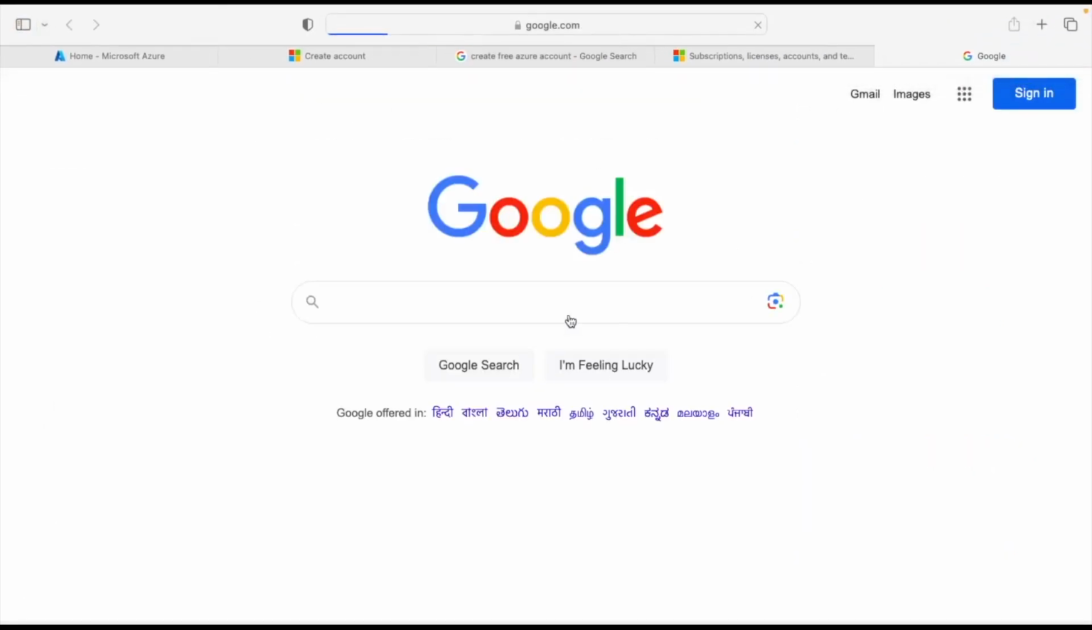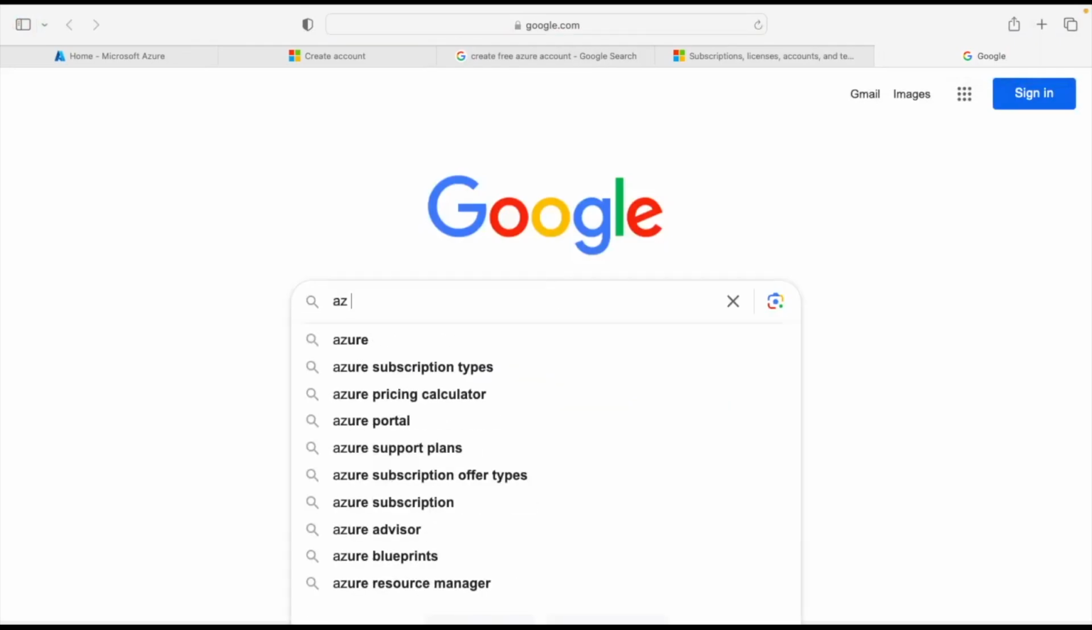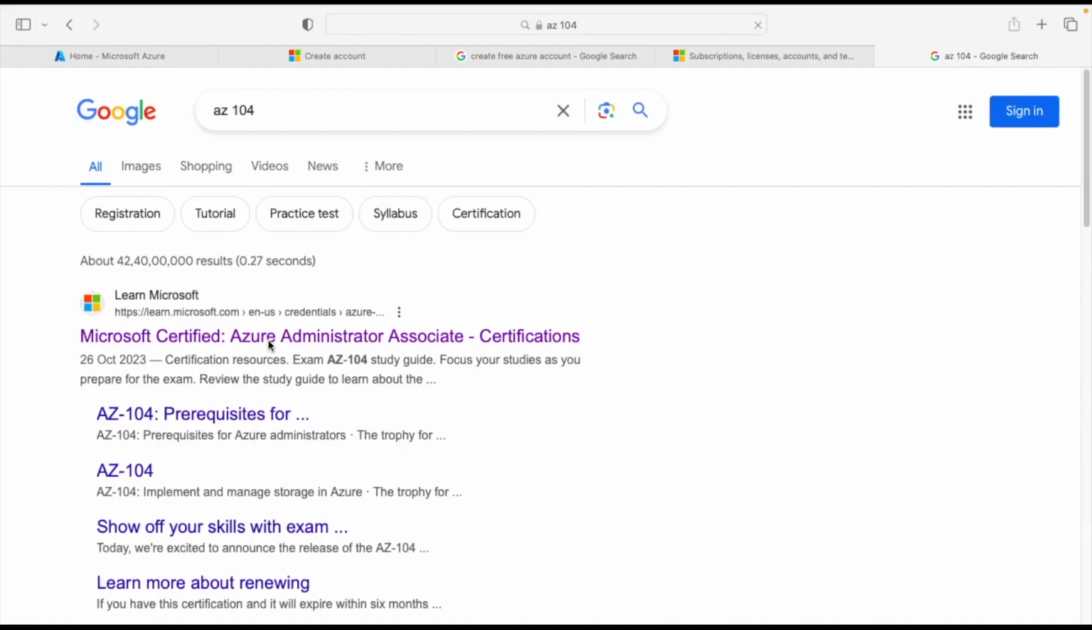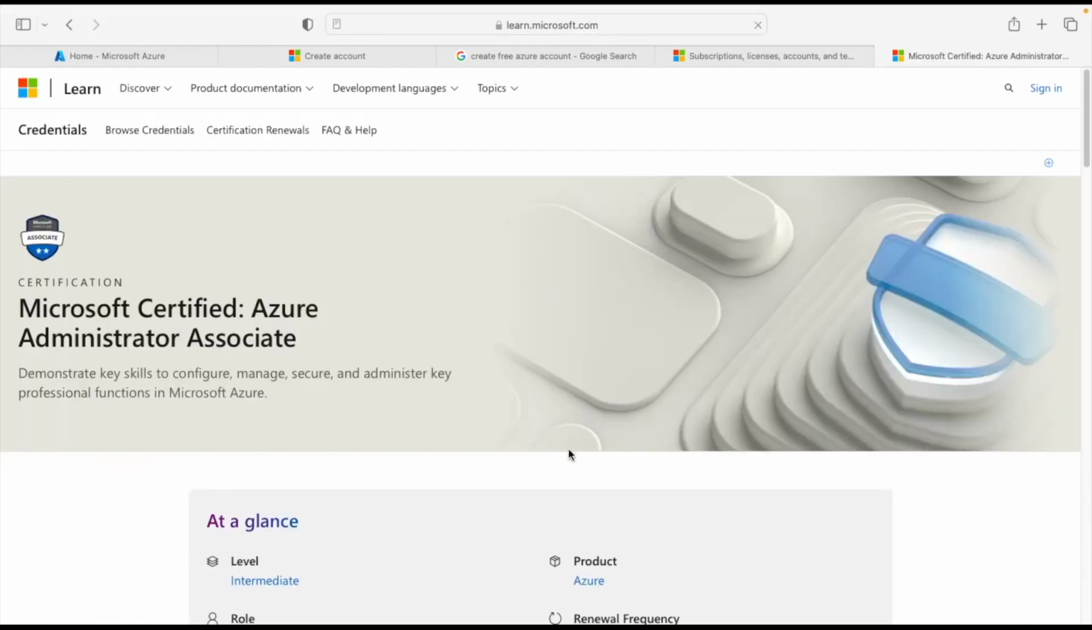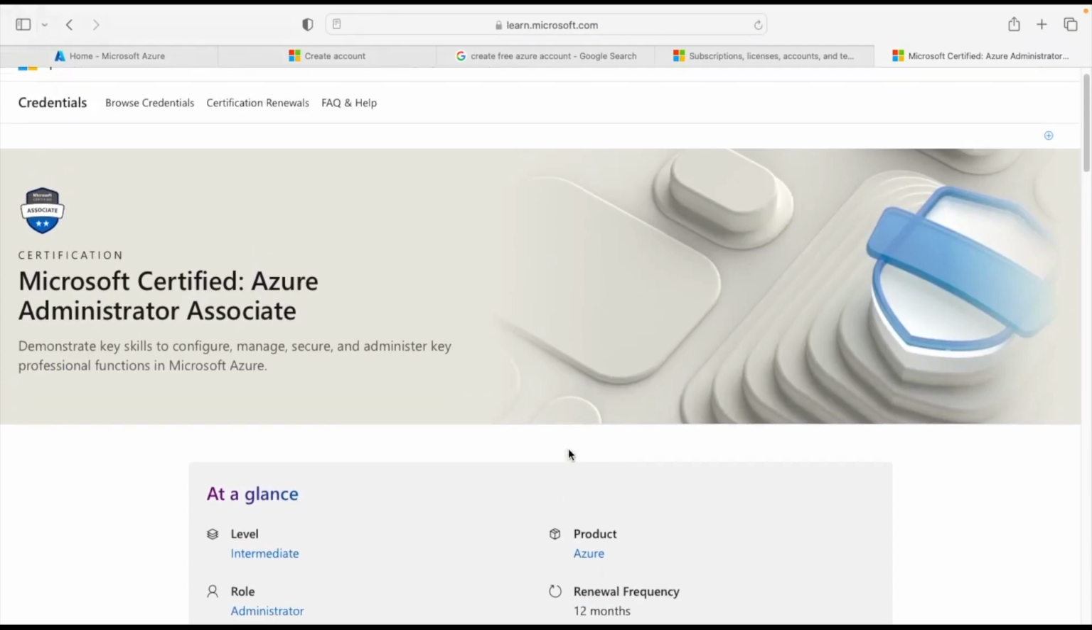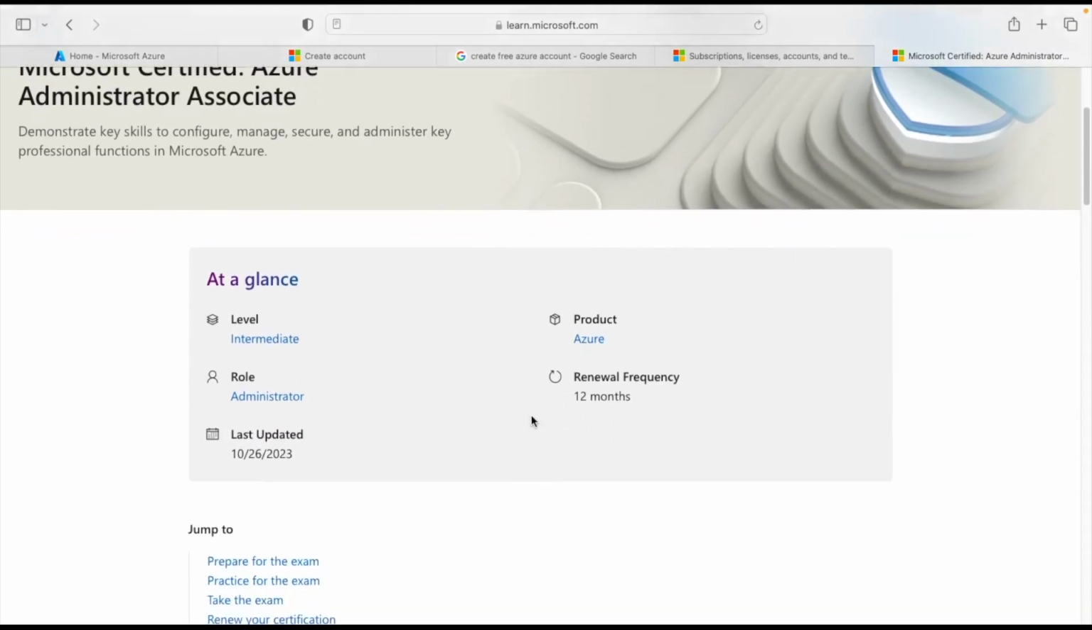So first, we'll type AZ-104. So we are redirected to Azure documentation, which is a one-stop hub that has all the information related to the Azure Administrator course. Now you can see this is an intermediate course. So what about the foundation course? The foundation course is known as AZ-900, which is Azure Fundamentals.